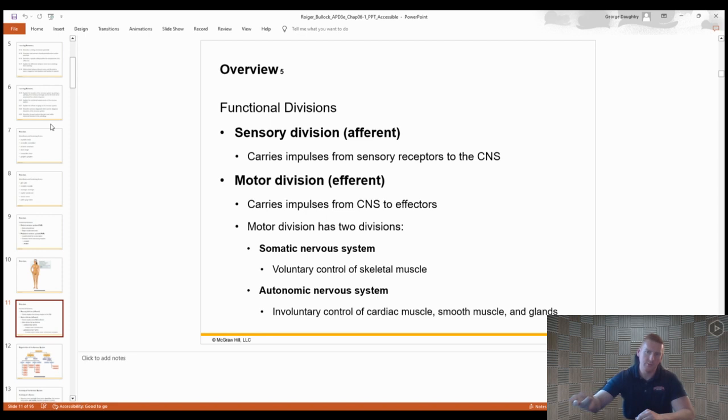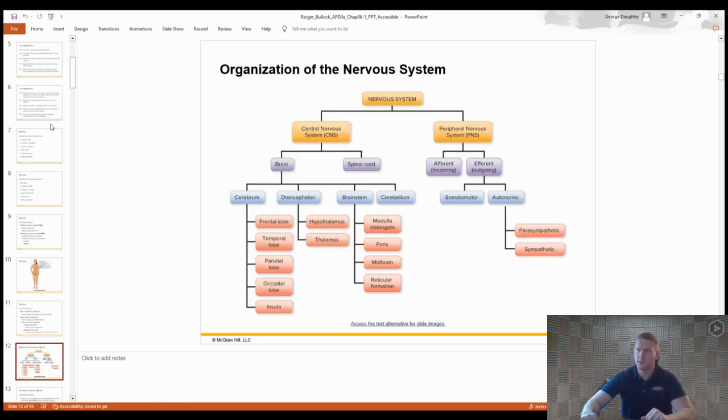So an example of an autonomic response, I have no control over it, would be like my heart rate. My heart rate increasing or decreasing, I have really no voluntary control over that. That's an autonomic response. A somatic response would be like contracting my bicep or contracting my deltoid. I have control over that, and therefore it's considered somatic.